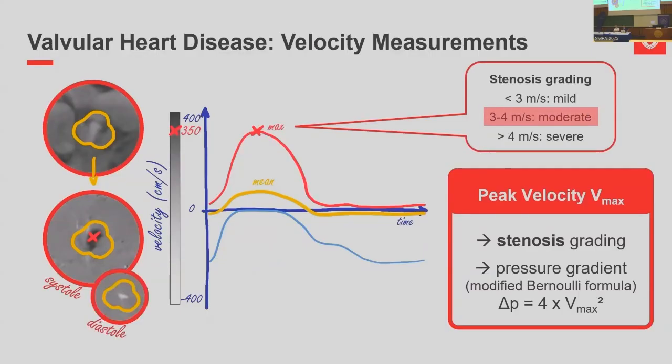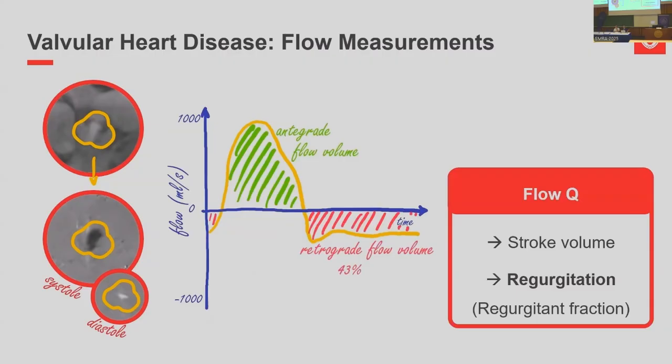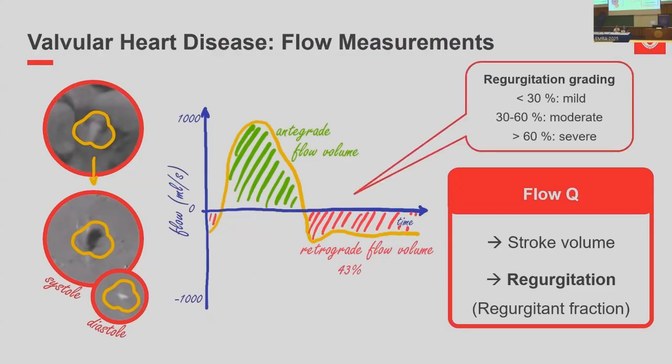Now let's look at the regurgitation happening during diastole. For this, we need the flow measurements, including the antegrade and retrograde flow volume. The regurgitation fraction, in this case 43%, allows grading of the valve insufficiency. And imagine that around 50% of ejected blood can regurgitate back into the left ventricle, and it is still only a moderate regurgitation. Our body is amazing.